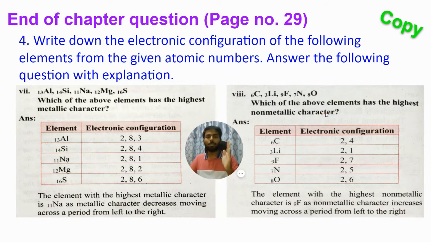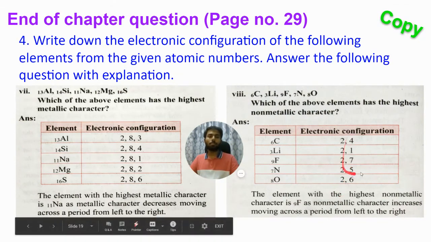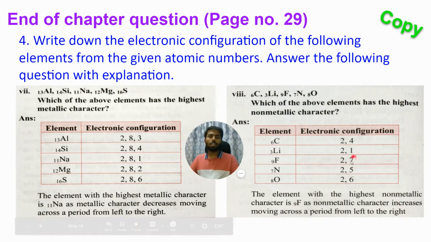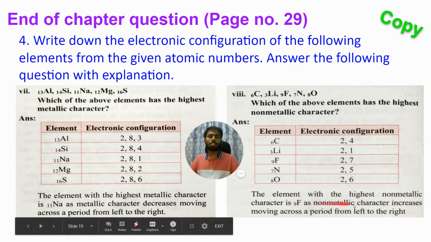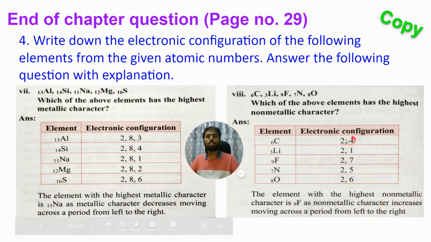So सबसे ज्यादा right में जो होगा उसका सबसे ज्यादा non-metallic character होगा. तो सबसे ज्यादा right में कौन सा element है इनमें से? I think it's fluorine, right? Because उसका last orbit में सबसे ज्यादा number of electrons है. So fluorine is group number 17. So fluorine will be the element which has highest non-metallic character. Reason, non-metallic character increases moving across a period from left to right. तो सबसे ज्यादा right में कौन सा है? Fluorine element. Okay. So answer was fluorine.